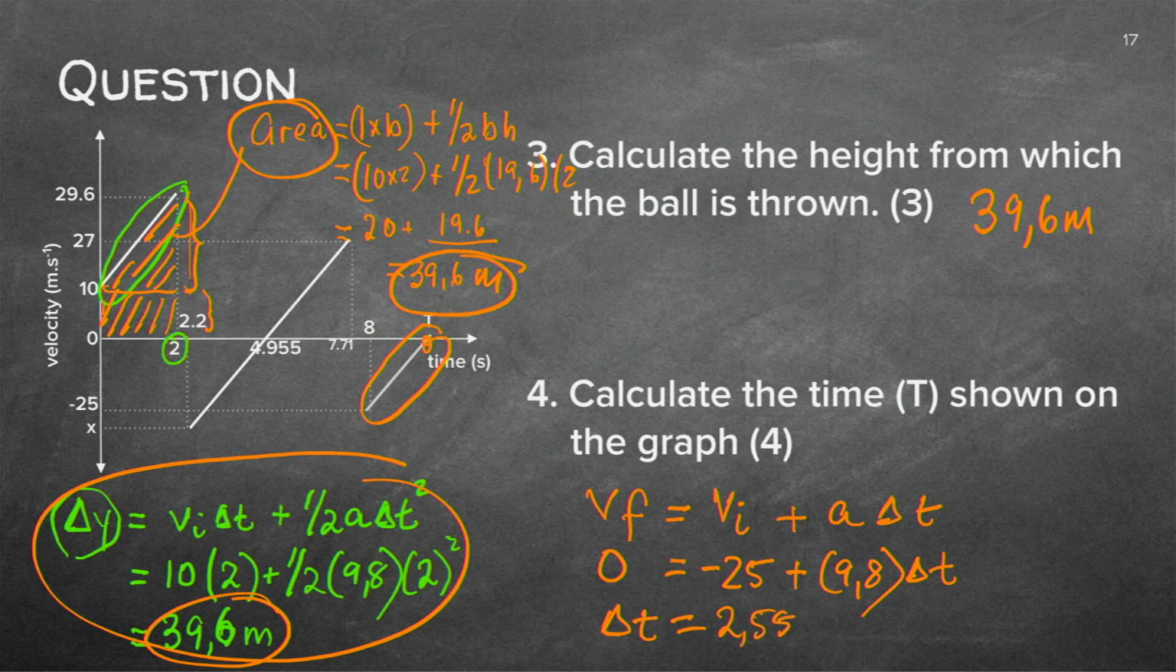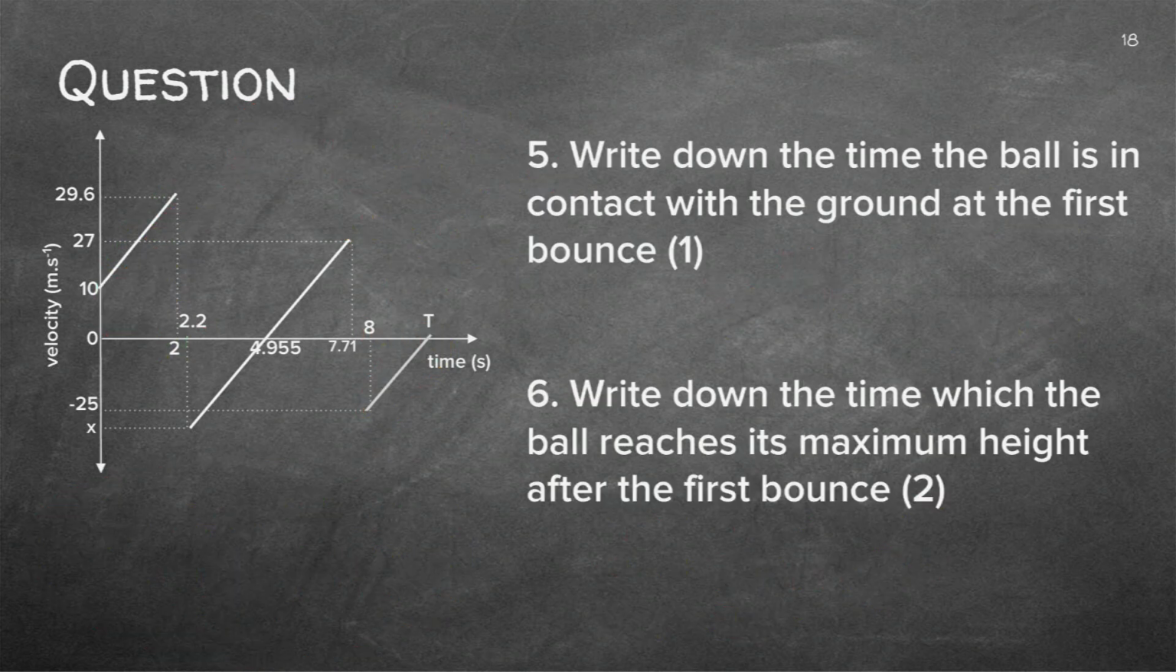Now be careful, you had there 8. So I've got the 8 there, and I calculated t now to be 2.55. So in actual fact, your value of t will be 10.55 seconds, because the difference between those two was 2.55. So you've got to add it to the 8.